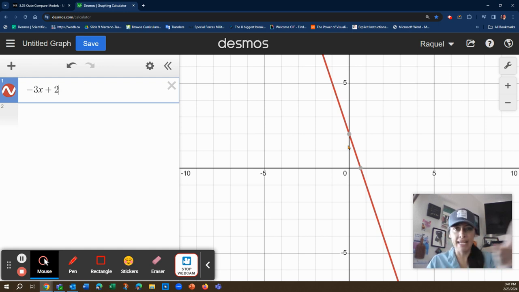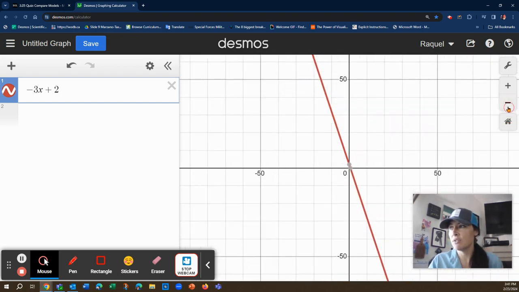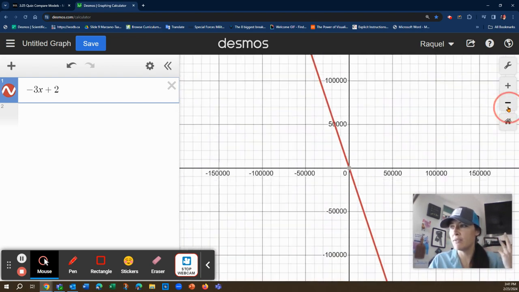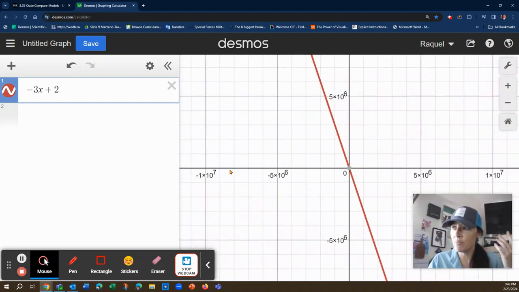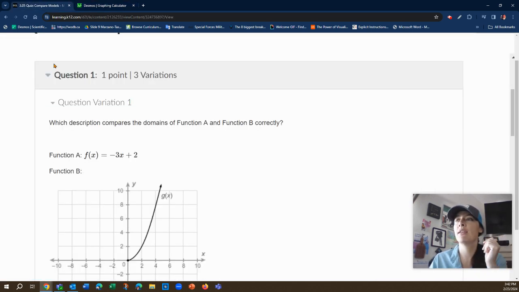And again, domain talks about the possible x values that the function can take on. So graphically, as we zoom out, these are big x values. It's just going to keep going to negative x and keep going to positive x. There are no domain or range restrictions, so we would say all real numbers. That's it. The domain of this function is all real numbers. It can be anything.